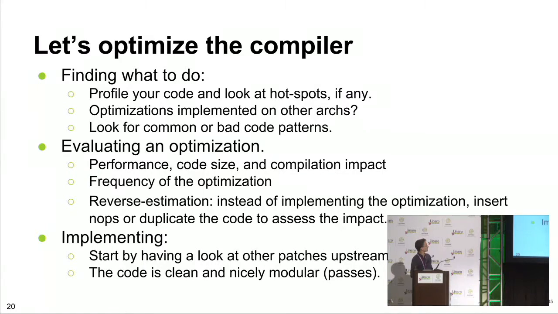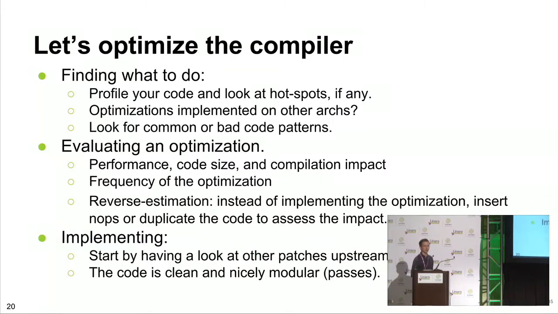Then once we find some ideas of what to do, we want to have an idea of whether it's worth doing. And so we want to evaluate the optimization. We want to think about the impact on performance, on code size, and on compilation time. We want to think how many times the optimization will be applicable. And a personal method I like is reverse optimization.